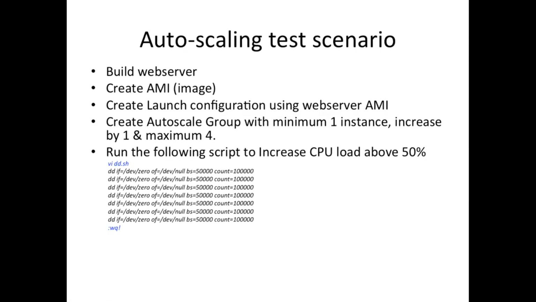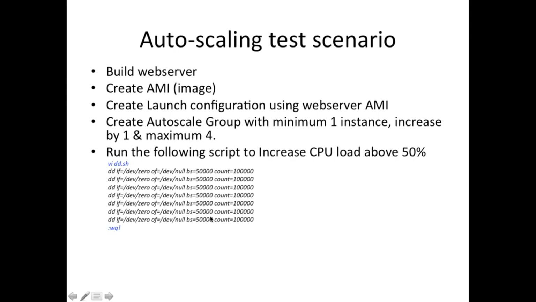And using this AMI, I'm going to create a launch configuration, and then using this launch configuration, I'm going to create an auto scaling group with a minimum of one instance, increasing by one during the load time, up to a maximum of 4. That's my scenario. How am I going to increase the CPU?